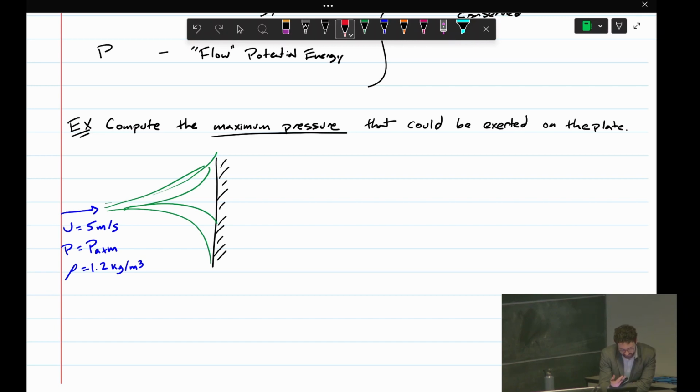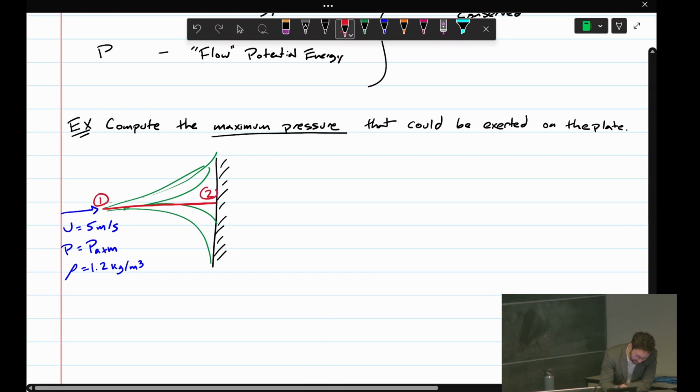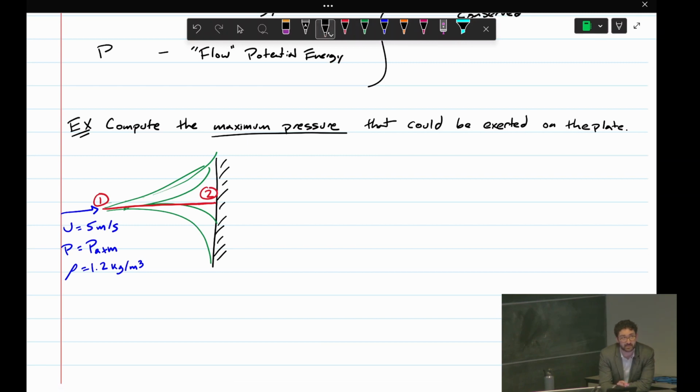So I'll kind of set you up to solve this problem, but I'll ask you to solve it on your own. So let's assume we have a streamline here like this. So point 1 on that streamline is going to be there, and point 2 is going to be the point at the wall where the fluid slows down completely. So, okay. So energy is conserved along this line.